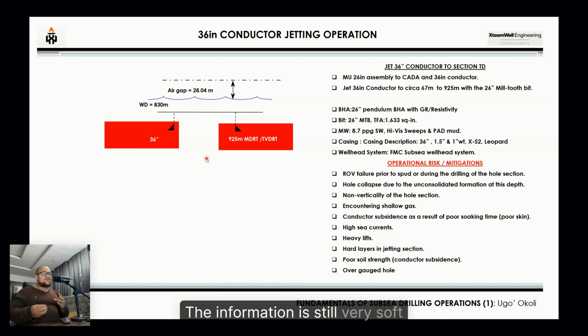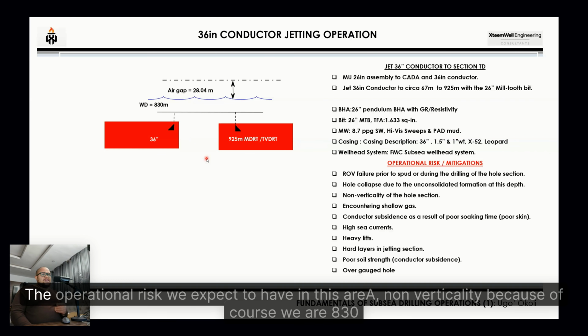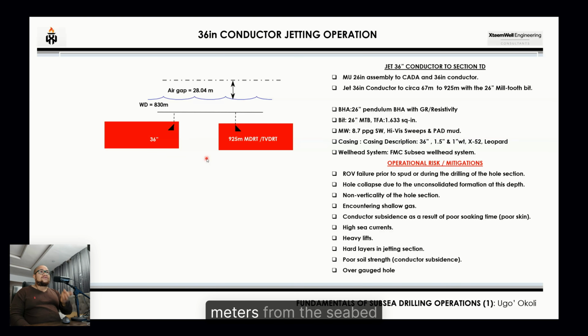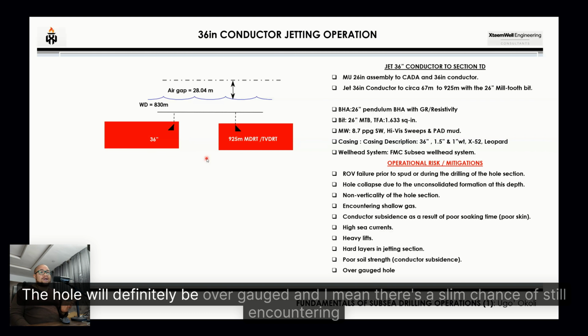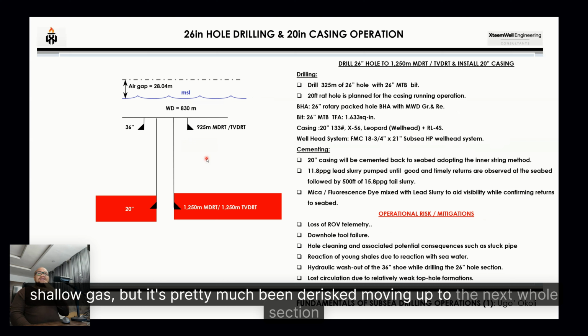The formation is still very soft. Jet it through, set your conductor, drill the surface hole section. The operational risk we expect to have in this area is non-verticality, because of course we are 830 meters from the seabed. Soil strength is very poor. The hole will definitely be overgauged, and there's a slim chance of still encountering shallow gas, but it's pretty much been de-risked. Moving up to the next hole section.